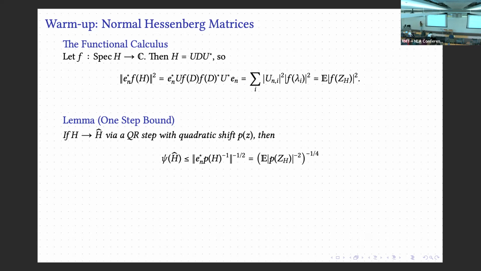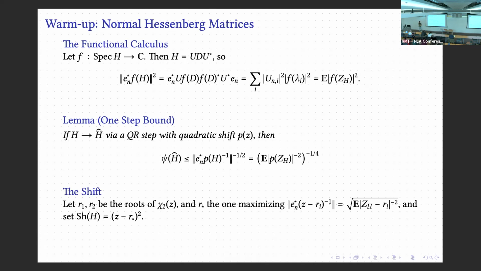Okay, and similarly by this kind of functional calculus thing, you can write this as this expectation of this random variable. Cool. So here is the basic part of this shifting strategy. So you look at these two Ritz values, these two roots of the characteristic polynomial of the lower right-hand corner of the matrix, and you choose the root that maximizes this quantity. And this will be relevant on the next slide. So just kind of file it away. So you choose the root that maximizes this, and then you use this quadratic shift using that root. Okay, so that's the shifting strategy.